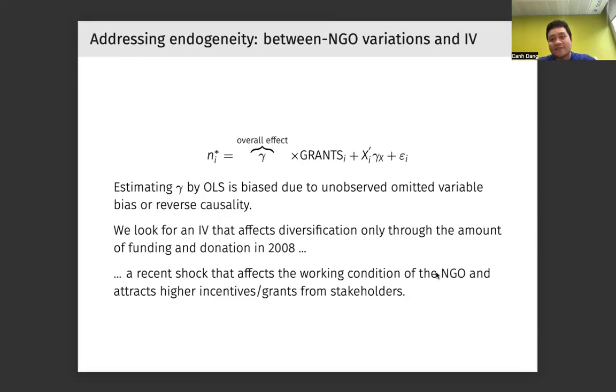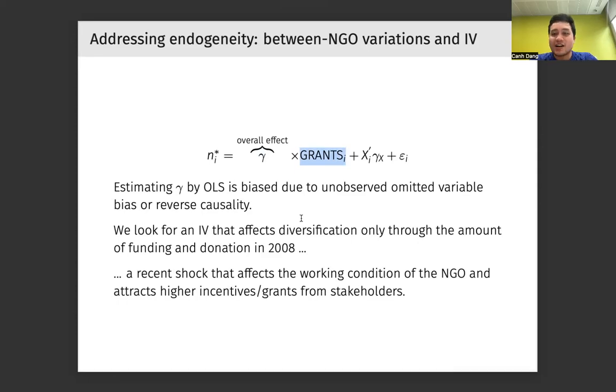Now, of course, we are interested in the effect of a grant, so an increase in contractual income, on diversification. So we will be interested in this overall effect. Of course, we have to worry about endogeneity between income and diversification level. So what we are trying to do to solve this problem is to look for an instrumental variable that could affect the diversification level only through the treatment variable, contractual income.